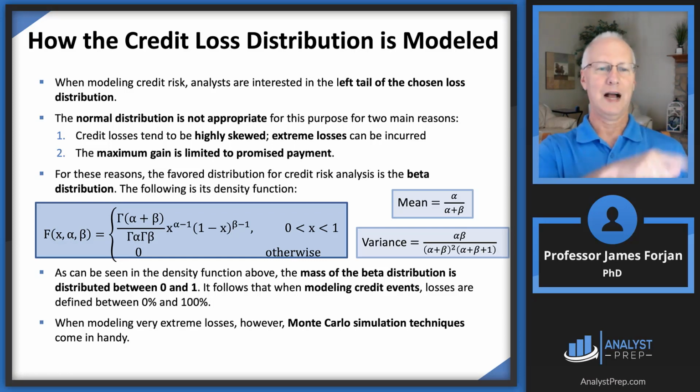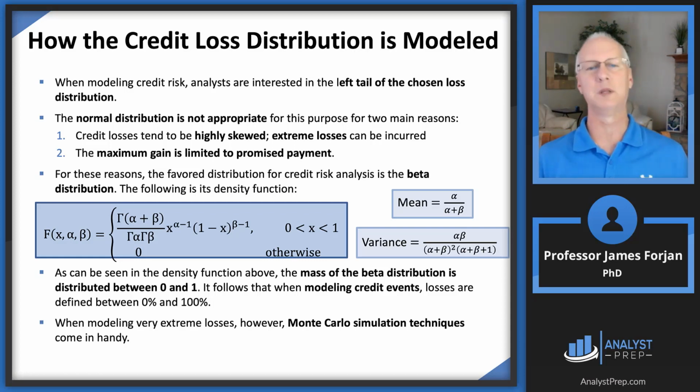Note that example is not a bell-shaped curve, so the normal distribution can't possibly be used for this. Credit losses will be highly skewed. Extreme losses can occur, and the maximum gain is just that limited promised payment. So how can we model this distribution? What we find is the beta distribution is pretty appropriate here.